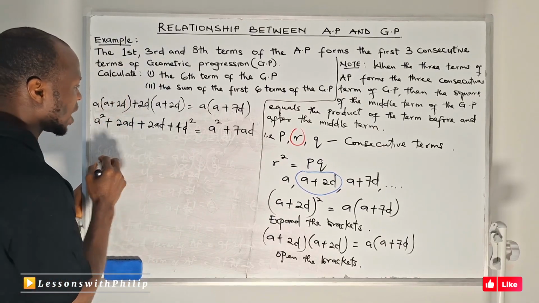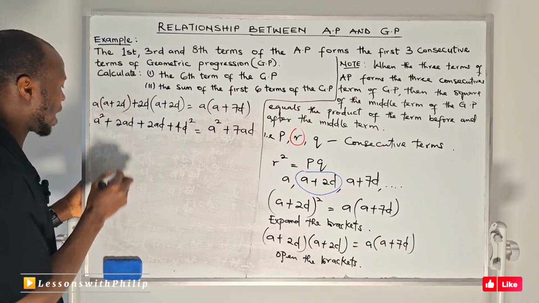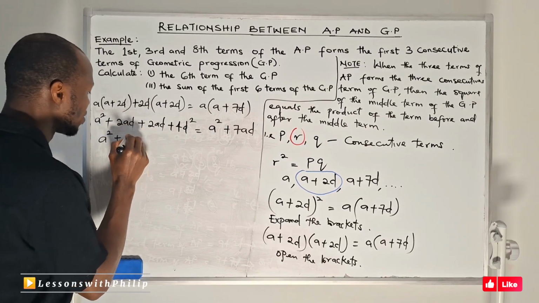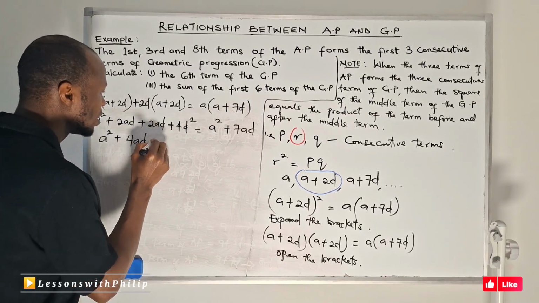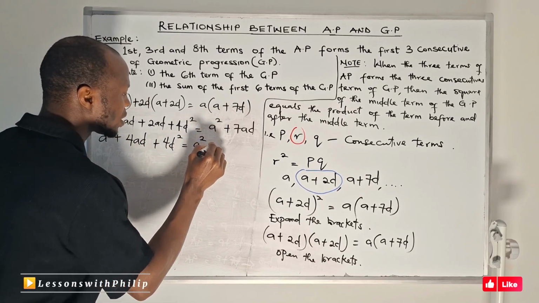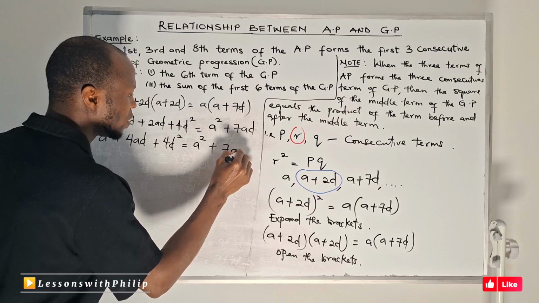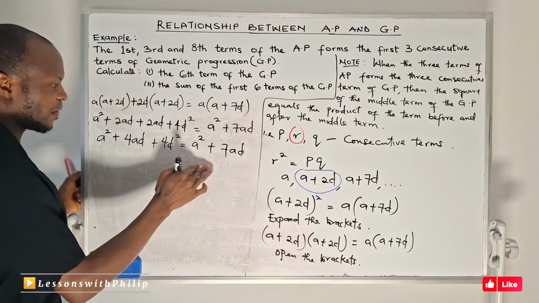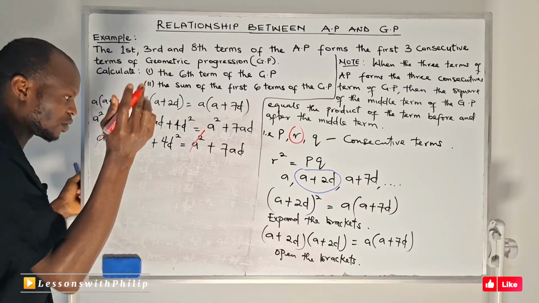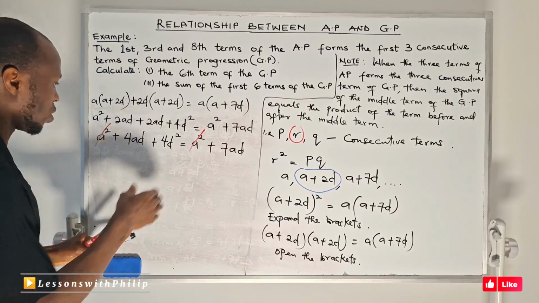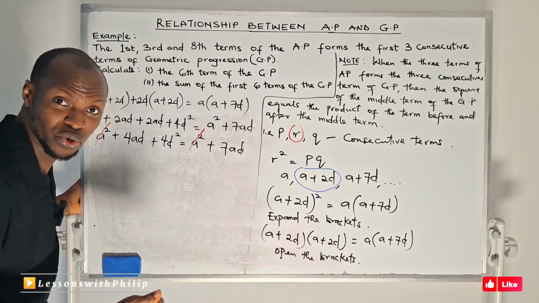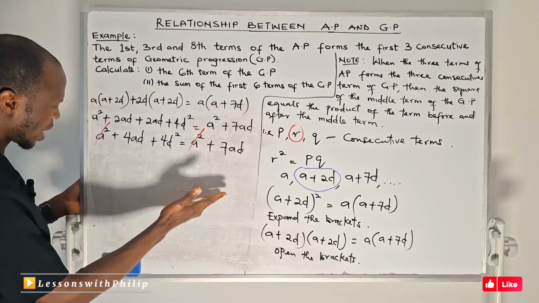Now, if I collect like terms, I have my A squared plus 2AD plus 2AD will give me 4AD plus 4D squared equals A squared plus 7AD. Automatically, I have A squared at both sides. So this one should go away, they should disappear. Because if you bring this A squared to this side, it will become A squared minus A squared, and that will be 0. Do you get it?